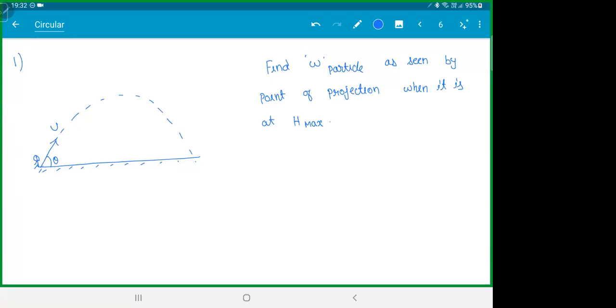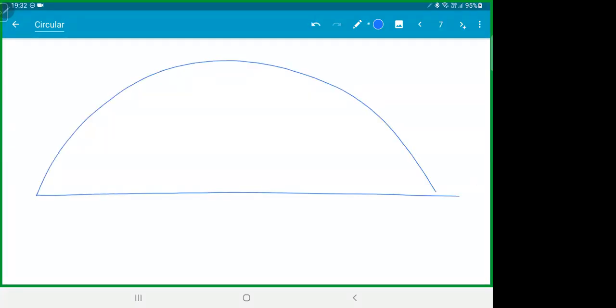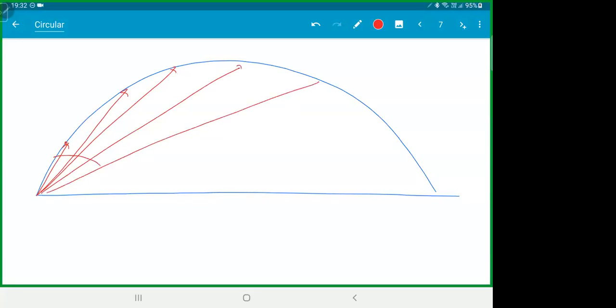Now, in case you're thinking what is happening, I'll just explain. Listen, sir. This is the projectile, right? Initially, how is the vector? When the particle is here, this is the vector. This is the vector. This is the vector. This is the vector. Isn't this angle changing? Angle is changing, no?